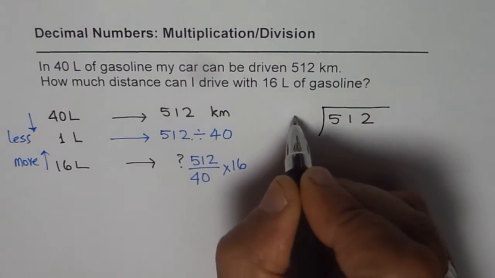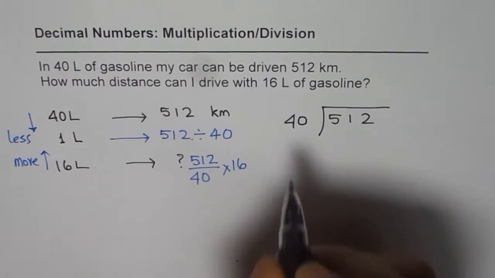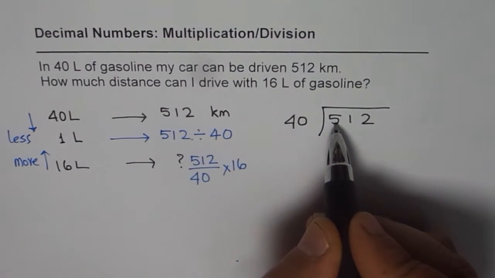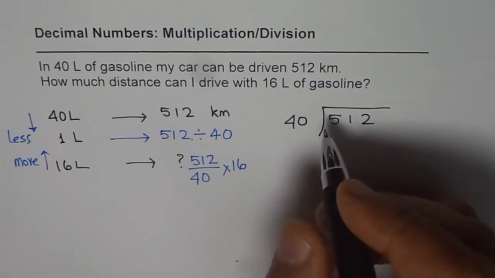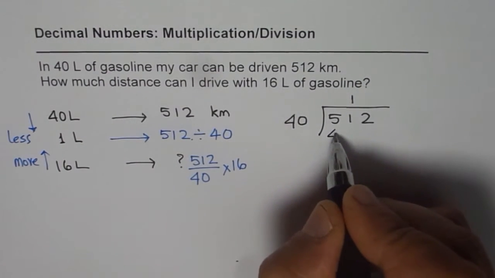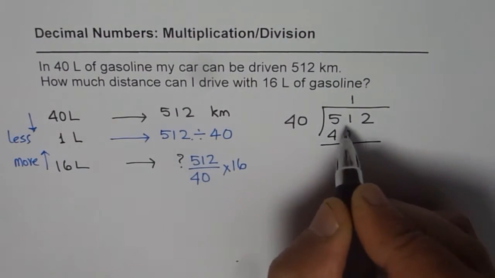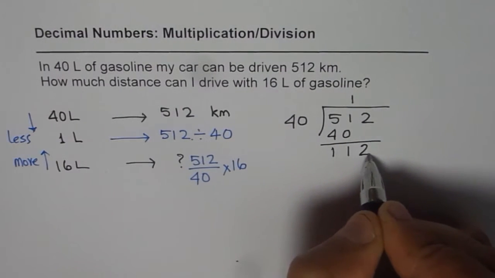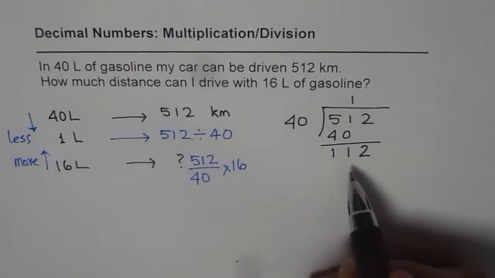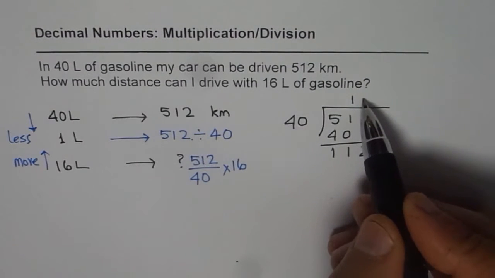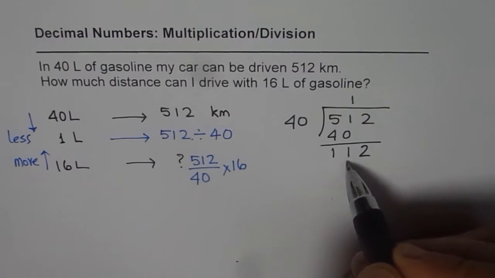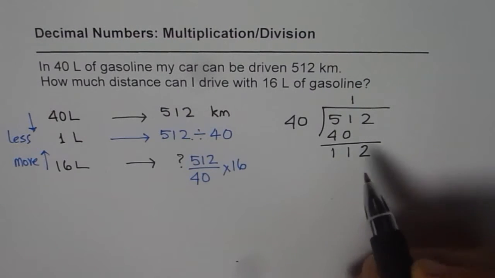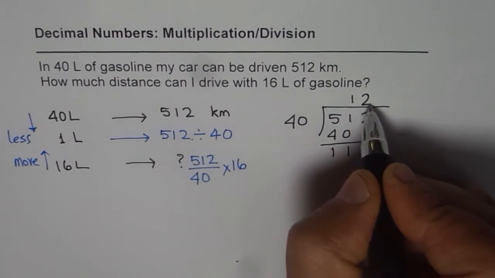512 is to be divided by 40. Now 5 is much lesser than 40, so I cannot divide 5, but 51 I can. It will go one time with 40. So when you take away 40 from 51, you get 1 and 1. Now bring down 2. Okay. Now how much? 4 times 3 is 12. 12 is much higher than 11, so it will not go 3 times. But then I can try with 2.